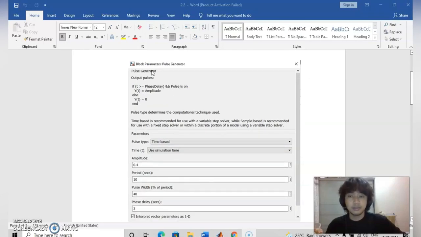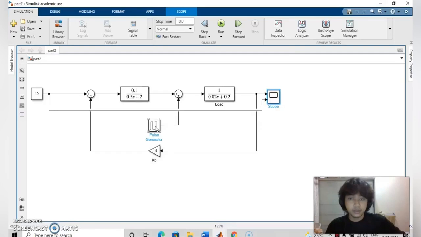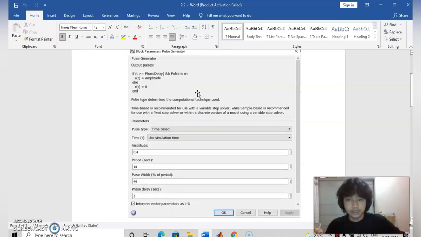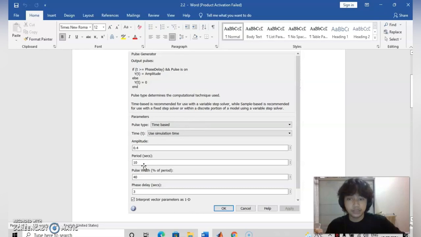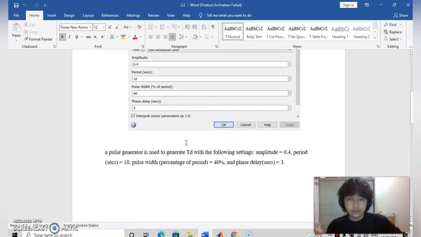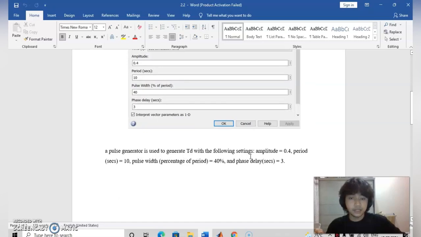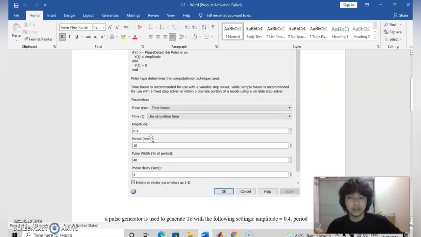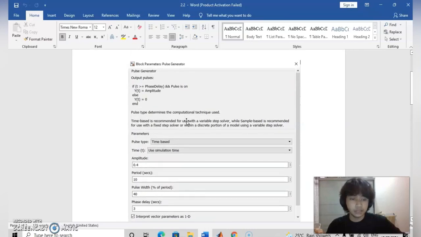This is the block parameters for the pulse generator. We need to double click on the pulse generator in our Simulink simulation. As you can see, the amplitude is 0.4, the period is 10 seconds, the pulse width is 40% of the period, and the phase delay is 3 seconds. So the pulse generator is used to generate TD with these settings. This is the value you get when you double click on the pulse generator on the block diagram.